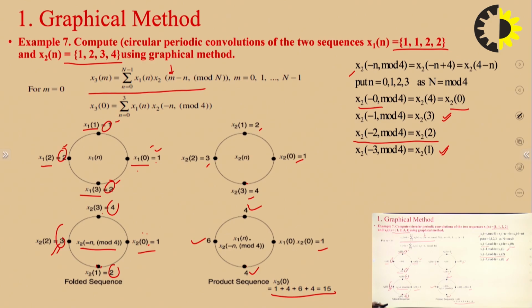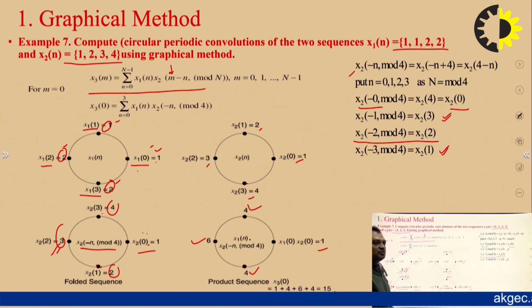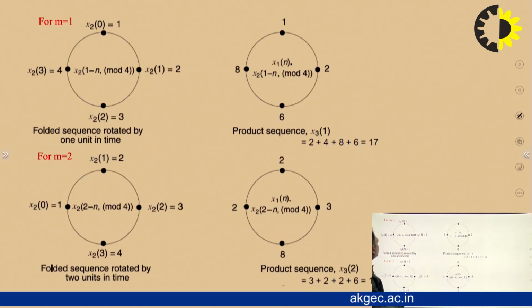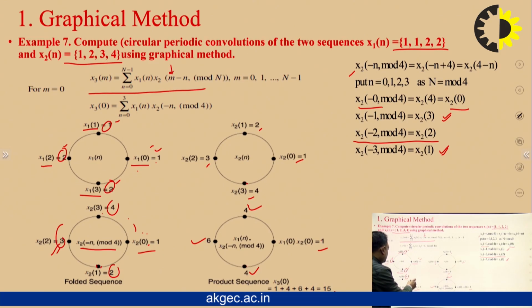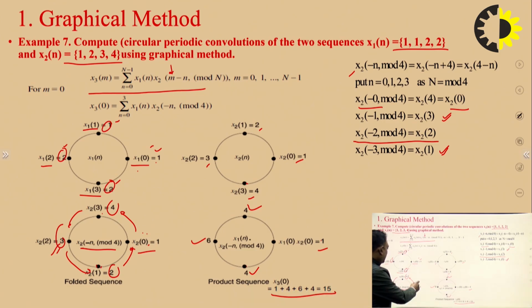Now what we will do, we will shift the sequence. Let's say now this n will become 1, and we will shift this sequence by 1 in the anti-clockwise direction. So this will become x2 of minus n plus 1. So you can see this in the next slide, x2 of 1 minus n mod 4. How will you get this value? You will shift this sequence by 1 unit, so that rather than the values 1, 4, 3, 2, you will get the values 4, 3, 2, 1.